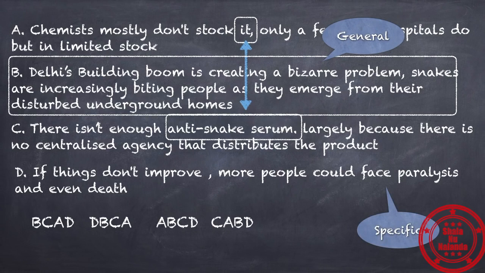And if you want to look at the specifics of that bizarre problem, the bizarre problem is more people could face paralysis and death. And why is that? Because chemists don't have anti-snake serum, right? So overall, same ideas again. Pay attention to pronouns, pay attention to the idea of general and specific, right? Pay attention to conjunctions like and, but, and however, etc. And solve a lot of questions.